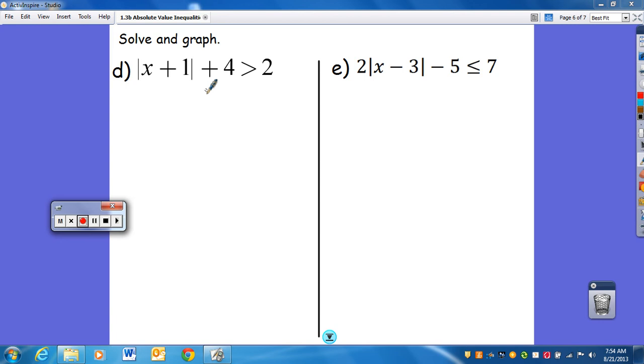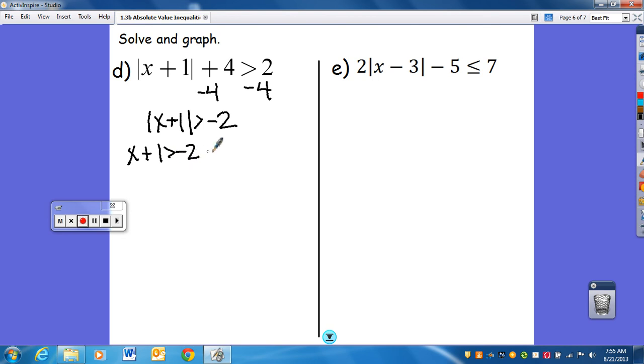In this example, we need to isolate the absolute value, so the first thing we'll do is to get rid of that 4 by subtracting 4 from both sides. So the absolute value of x plus 1 is greater than -2. Now that the absolute value is by itself, we can set up our two situations. X plus 1 is greater than -2, and x plus 1, by flipping the sign, is less than +2. So we subtract 1 from both sides, and we have x is greater than -3. Subtract 1 from both sides, and we have x is less than 1.